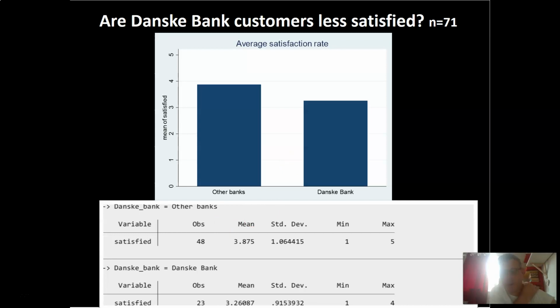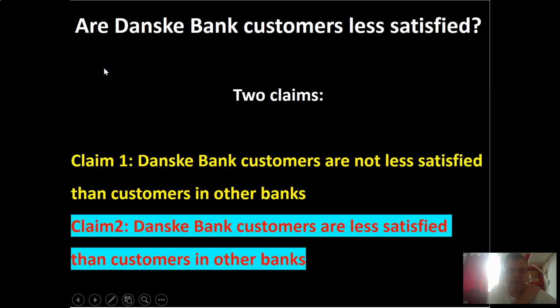of 71 people. And so we have to state two mutually exclusive claims. The first claim would be that Danske Bank customers are not less satisfied than customers in other banks. And the second claim would be that Danske Bank customers are less satisfied than customers in other banks. Those two claims have to be mutually exclusive. So if claim 2 is true, Danske Bank customers are less satisfied, then claim 1 is not true.